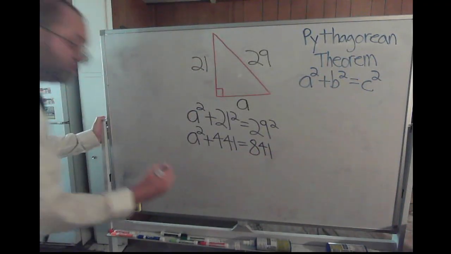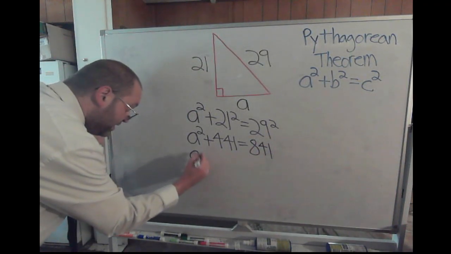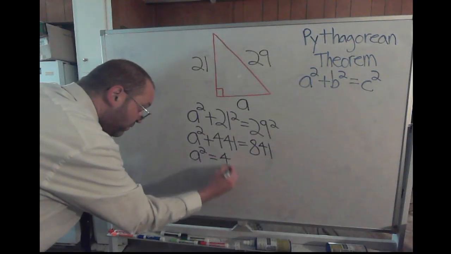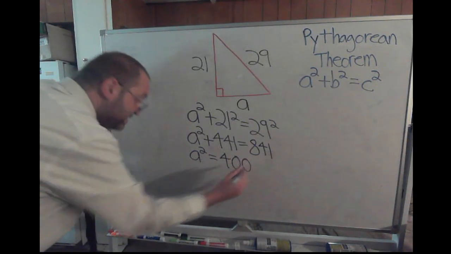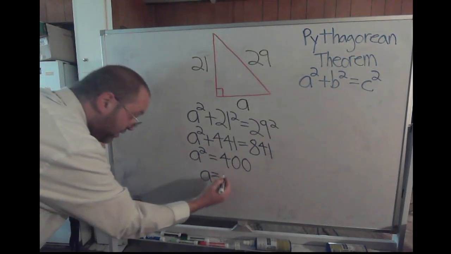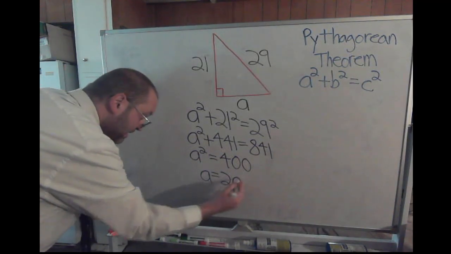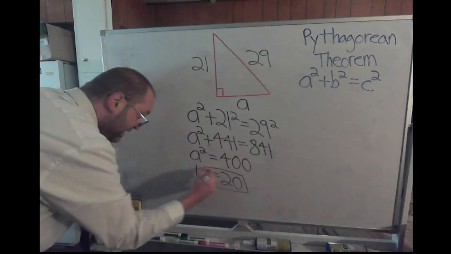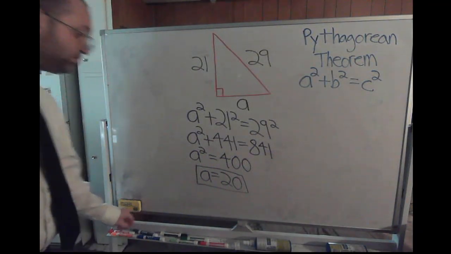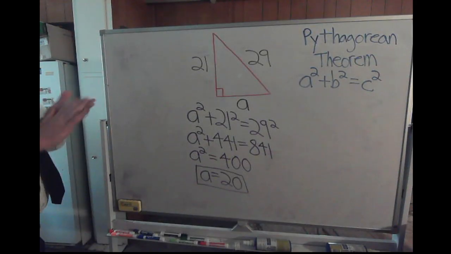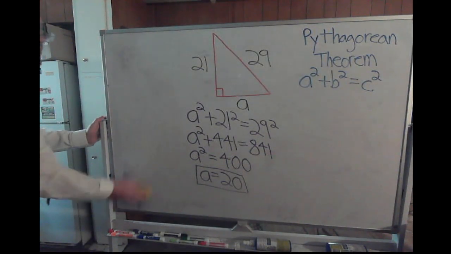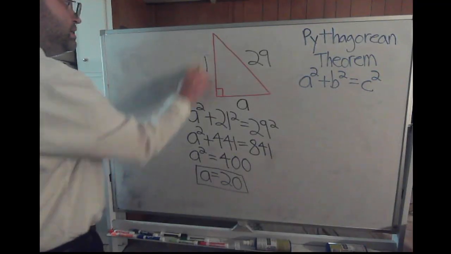All right, so then we want to just solve for A squared. You subtract 441 from both sides, you would simply get 400. So A squared would be 400, which means A would be the square root of 400, which would be 20. So the length of side A is going to end up being 20. So you can use the Pythagorean Theorem to not only solve for the hypotenuse, but for any of the missing sides as well.